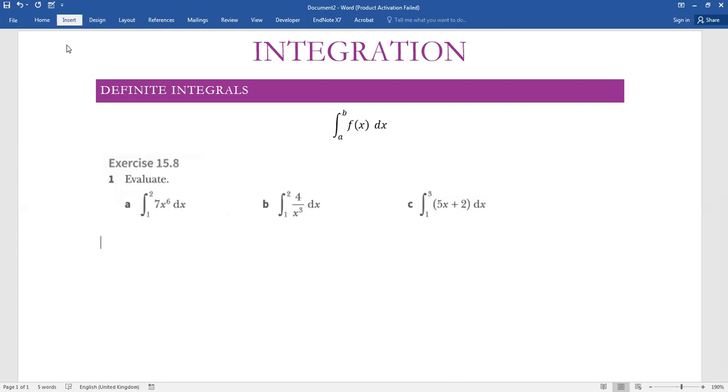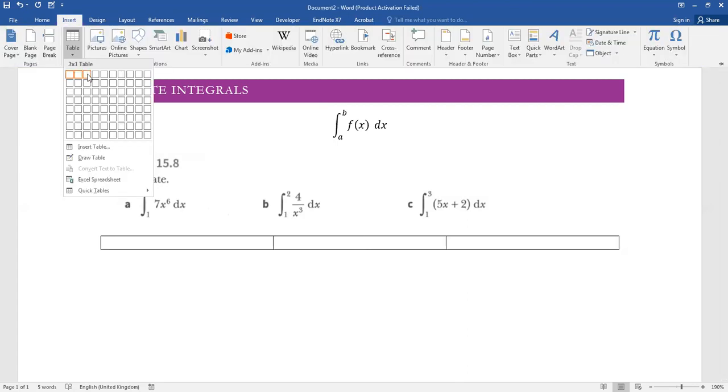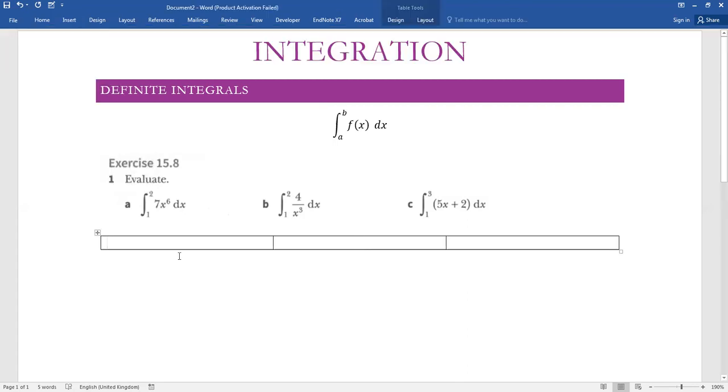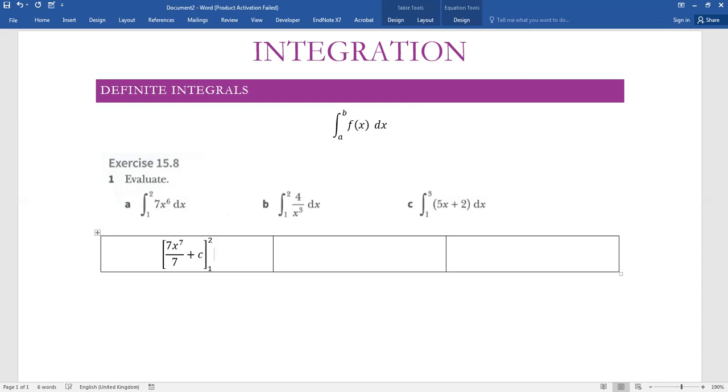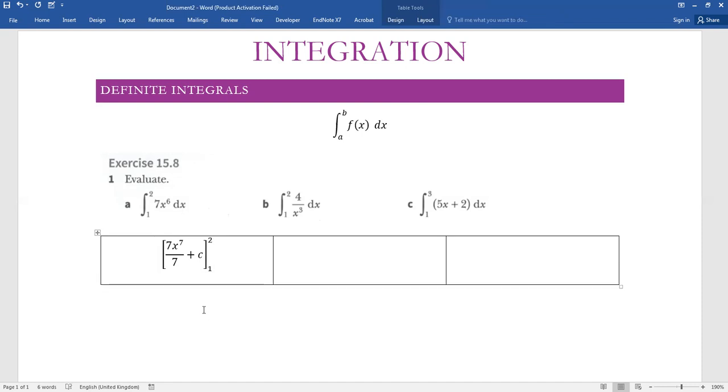If I were to evaluate these definite integrals, what do they mean? First and foremost, I need to integrate. What happens when I integrate this? I get 7x to the power 7 divided by 7 plus c. And because it's a definite integral, I'll write 2 as the upper limit and 1 as the lower limit. Once we have integrated, this is how we write it. We use long brackets and we write the upper limit on the top and the lower limit on the bottom.